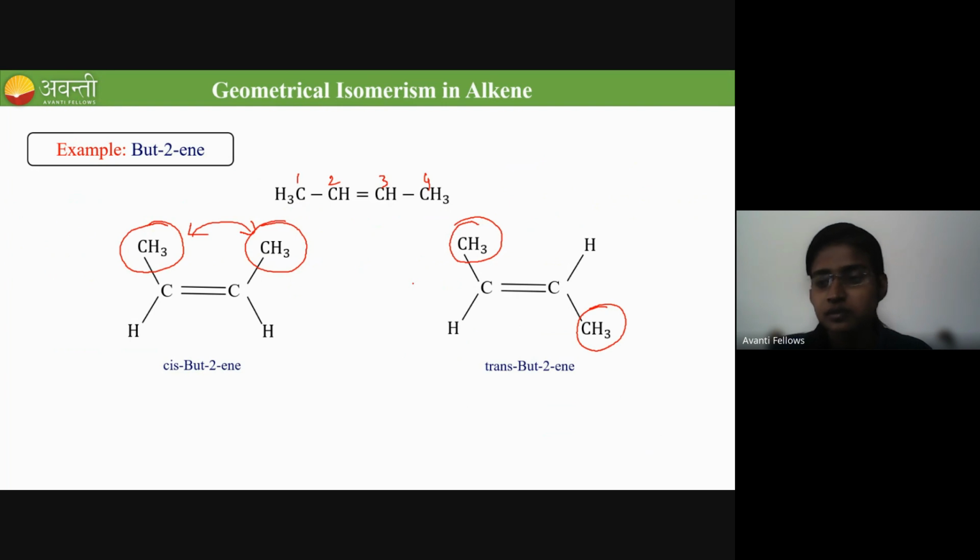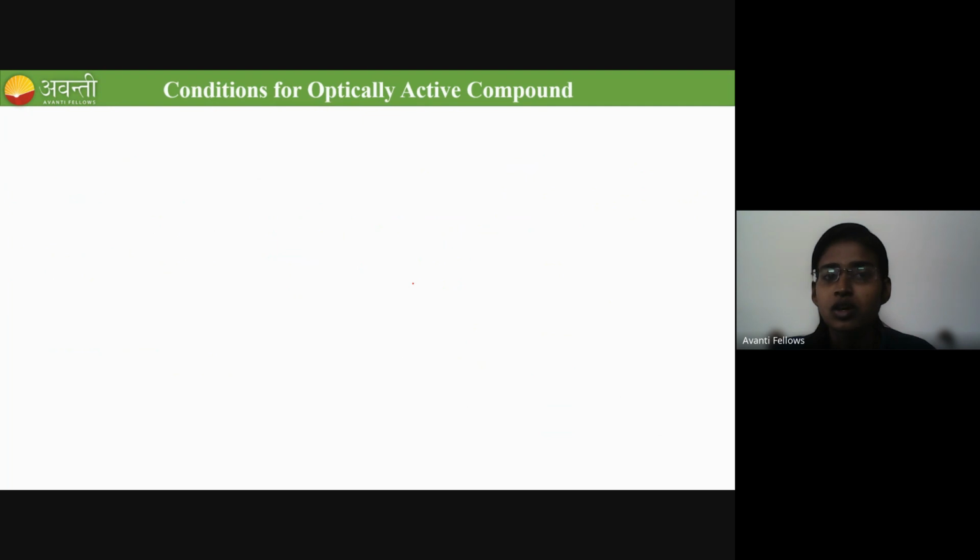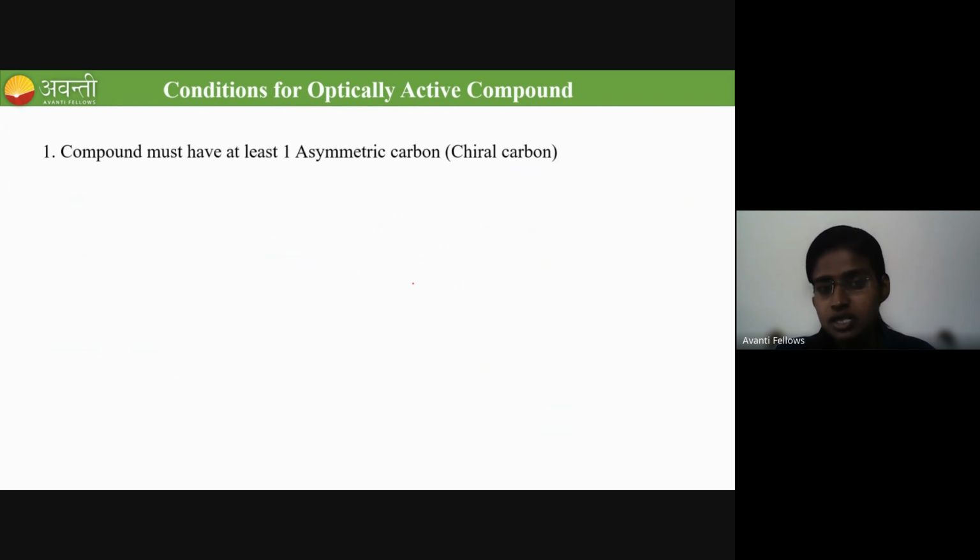Yes? Okay. So, conditions for a compound to be optically active. There are two conditions. If a compound has to be optically active, it has to follow two conditions. One is the compound must have at least one asymmetric carbon. Asymmetric carbon is otherwise called chiral carbon. Now, what is a chiral carbon? A carbon which is attached to four different atoms or groups is called a chiral carbon.